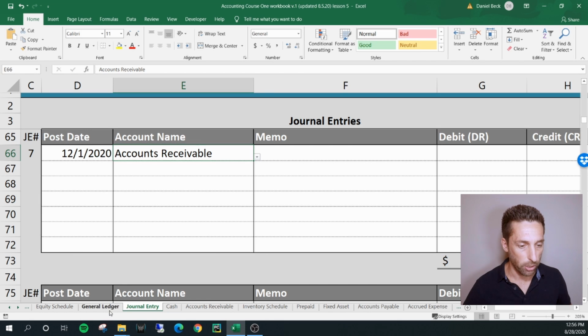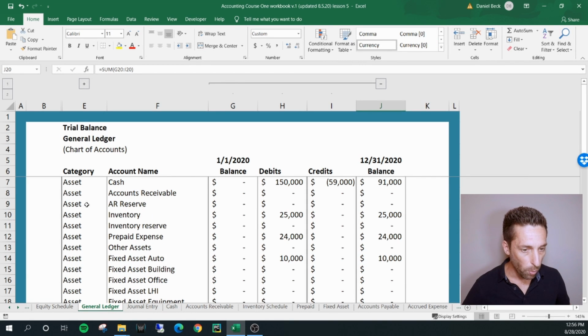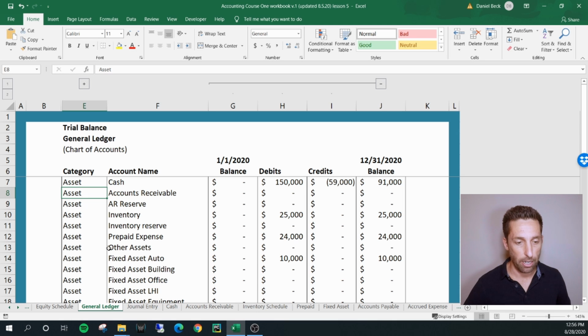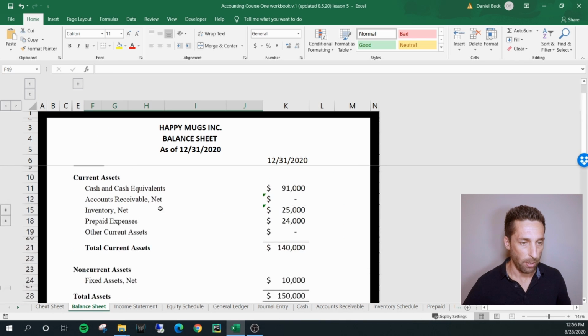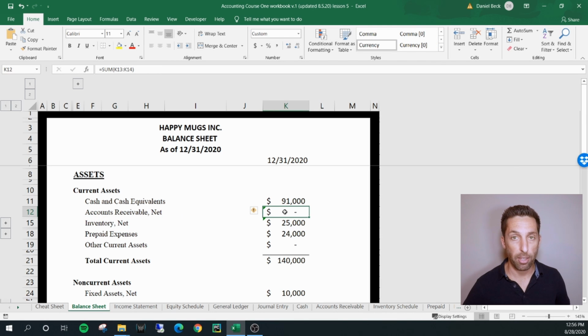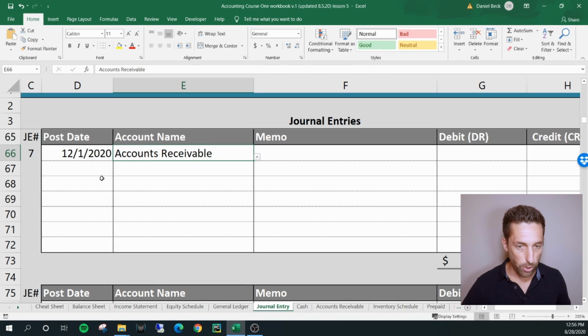And real quick, we can look at the general ledger. We can see we have our accounts receivable right here, and we haven't booked anything to this account, so it's blank, and it's set as an asset account. We can also look at the balance sheet, where we have a place right up here, accounts receivable net, with nothing on the balance sheet yet. So we're going to go ahead and record this transaction now, which will change that.